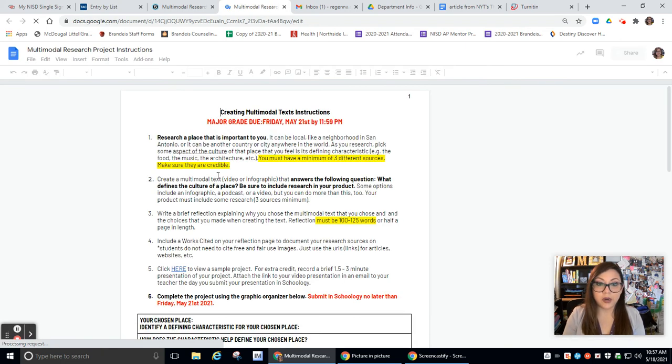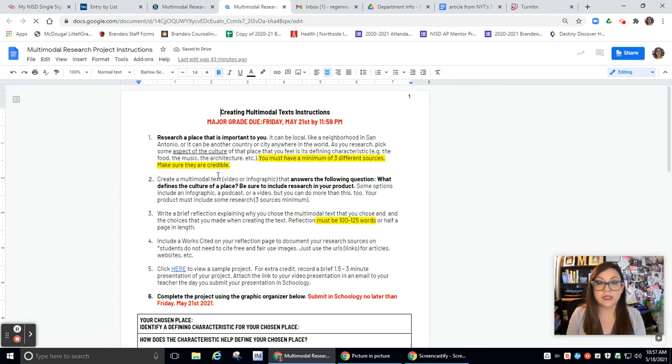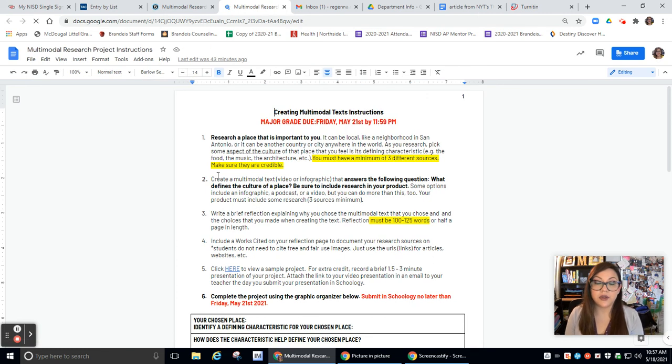So for this project, you are going to research a place that is important to you, the one that you identified in yesterday's submission. It could be a local neighborhood in San Antonio, a particular park. It could be a city. It could be, if you like a particular church or something like that, that works as well. And then when you're researching, you want to continue to think about a particular aspect of the culture that defines it. So is it the food? Is it the music? Is it the architecture, the landscape, the history of the community, or whatever?